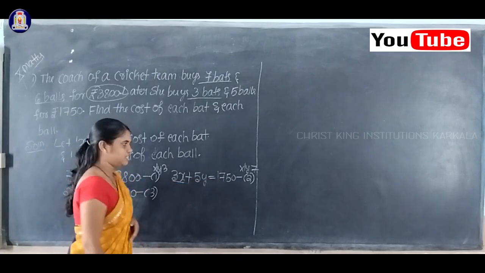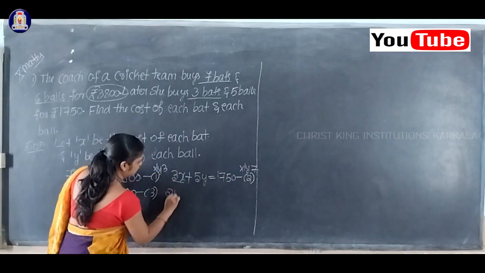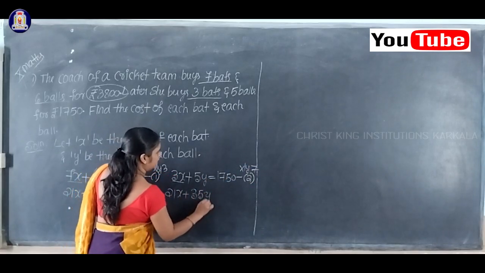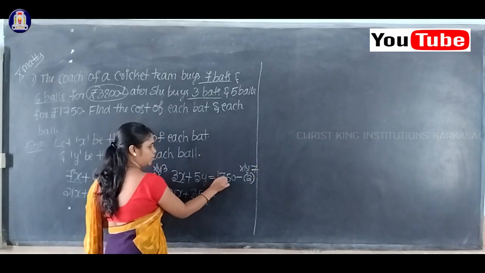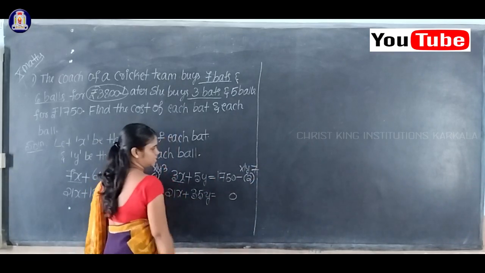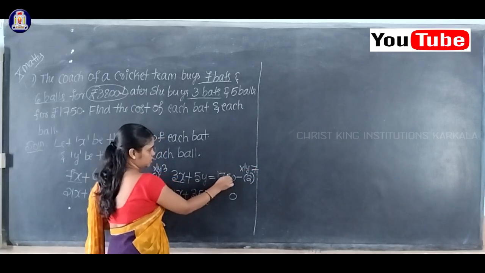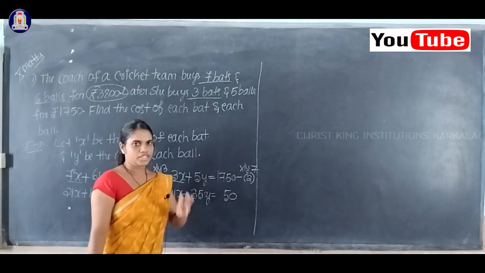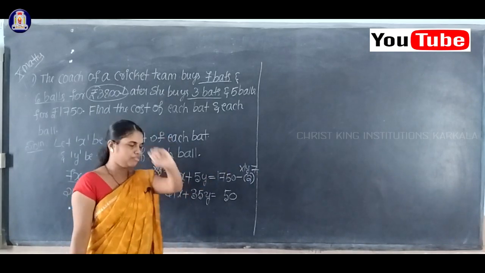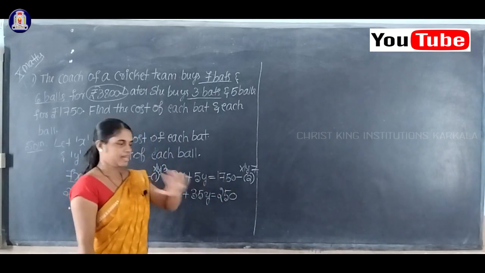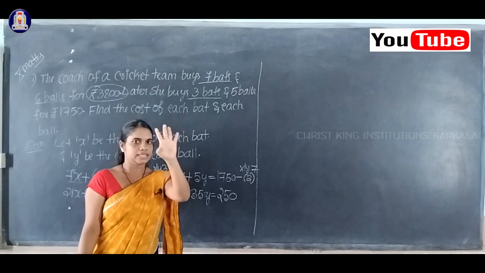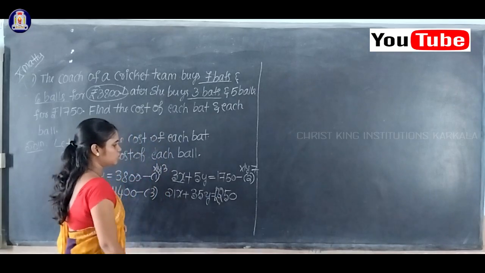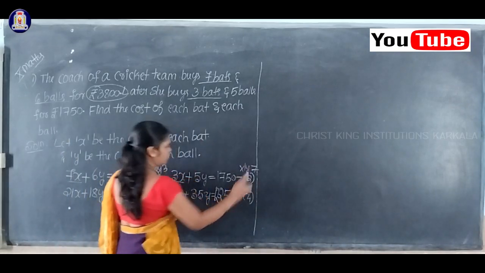In the same way, we will simplify this. 7 3s are 21x, 7 5s are 35y equal to 7 into 1750. Write this 0 as it is. 7 5s are 35, 3 carrying, 7 7s are 49, 50, 51, 52. 5 carrying, 7 1s are 7, 8, 9, 10, 11, 12. So I'll get 12,250. Consider it as equation number 4.